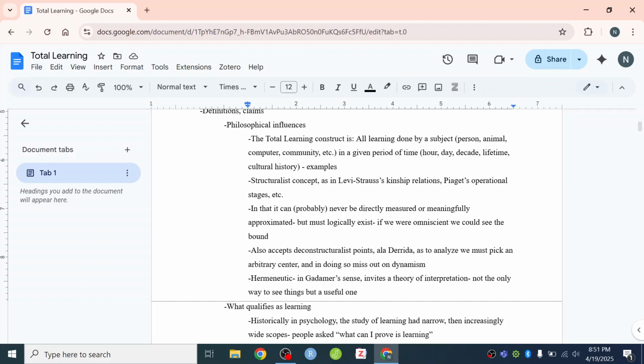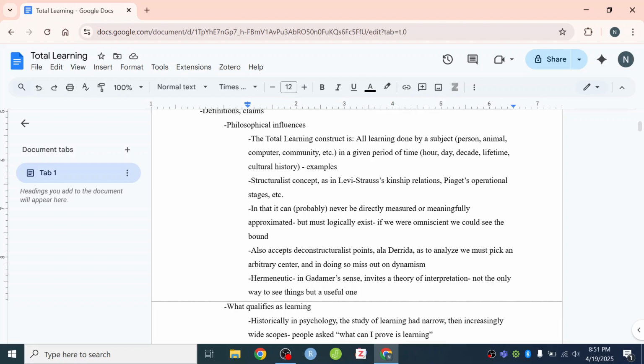The understanding and framework that I've placed onto the world, that is also a way of thinking about the total learning construct. It's an interpretive framework where we look at an instance and say, how does it fit into this? Again, sort of also covered in the idea of it being a structuralist concept.